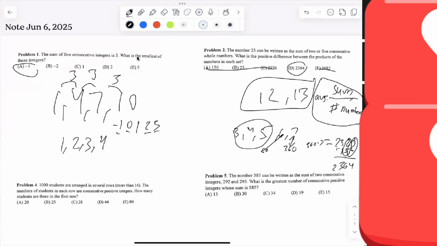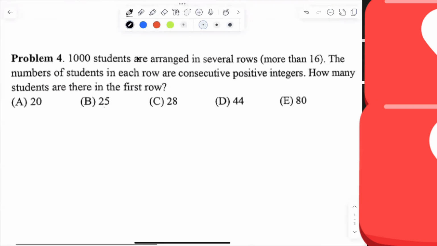Alright? Let's move on to problem 4. You guys should have tried this question. Tell me your answers in the chat.